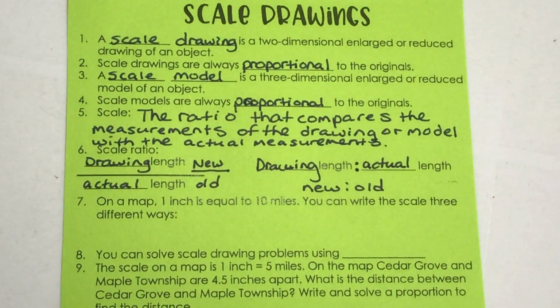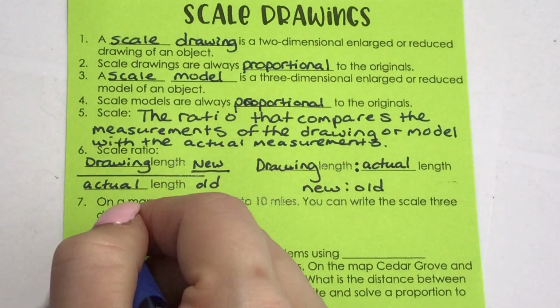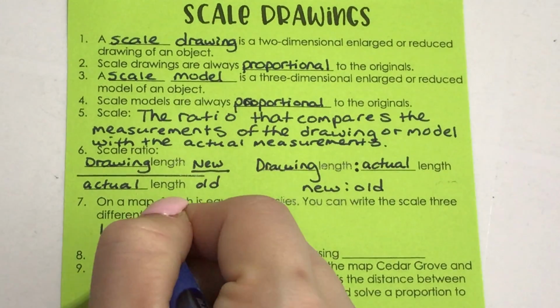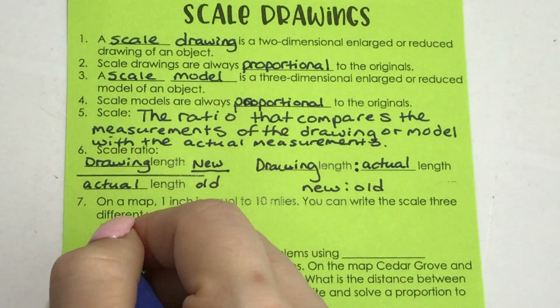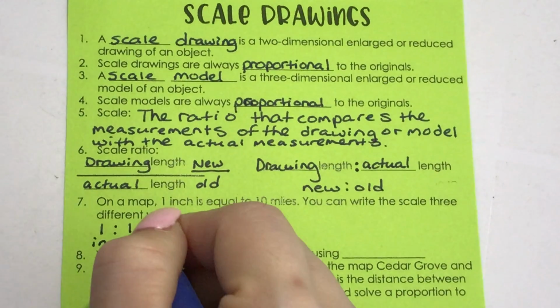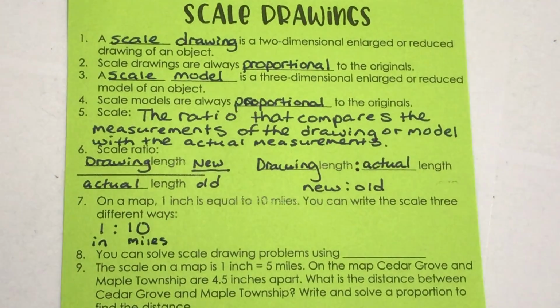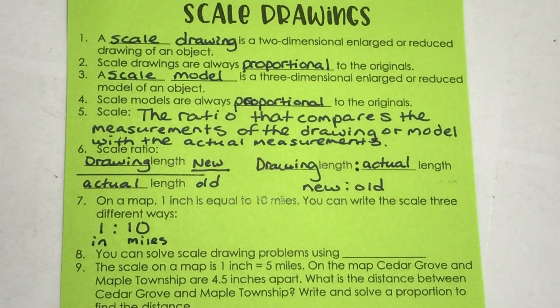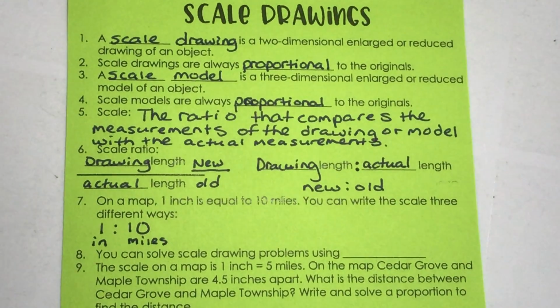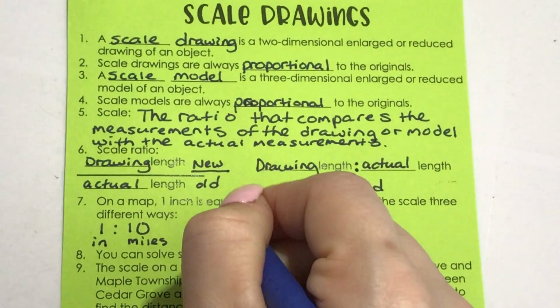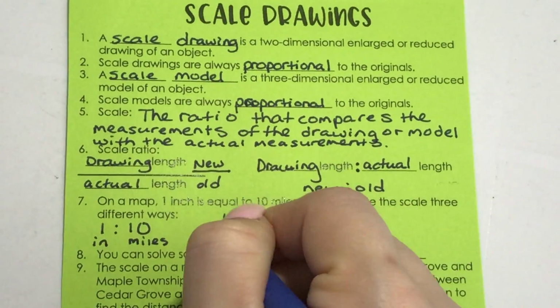Mario. Say that again. 1 to 10. 1 to 10, okay? So 1 to 10, and that's going to be inches to miles. Okay, so that's using the ratio symbol. What is another way I could write that? Quentin? Write it like a fraction? Okay, so 1 inch over 1 mile.